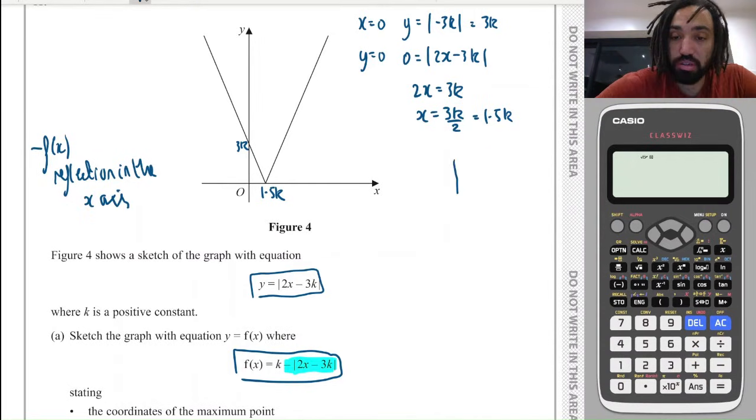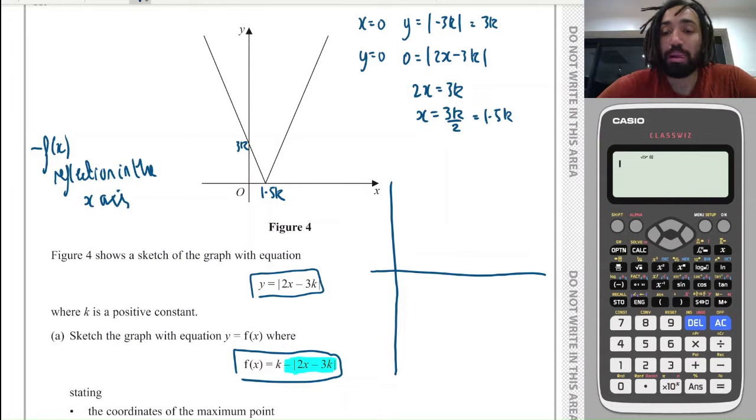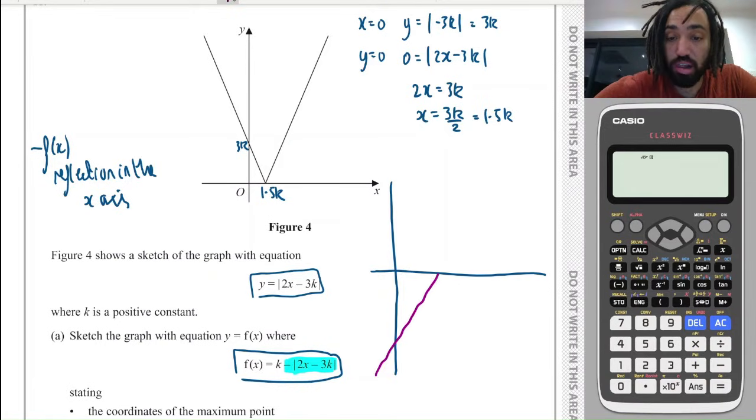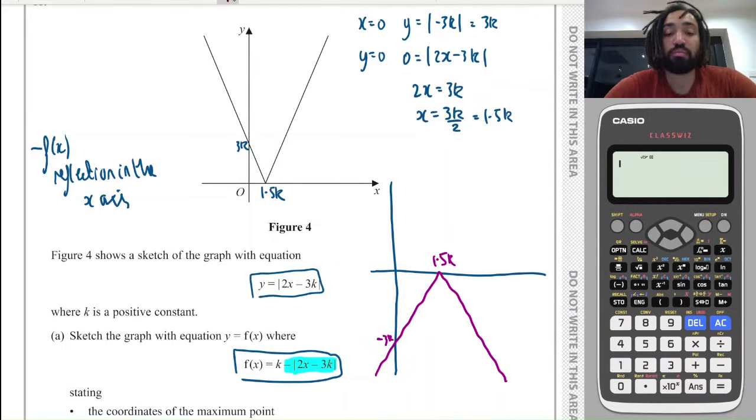So what I'm going to do is start off by reflecting that graph in the x-axis. So that's going to look something like this, and this would be minus 3k there, and this would still be 1.5k. Now that would be perfect if the question asks us to do f of x and it was just minus that modulus, but there's also a plus k we need to consider.